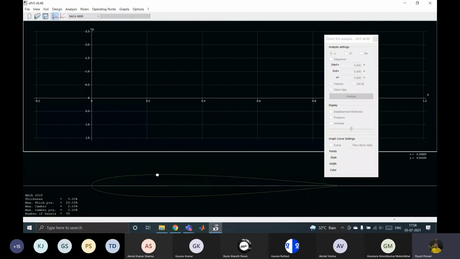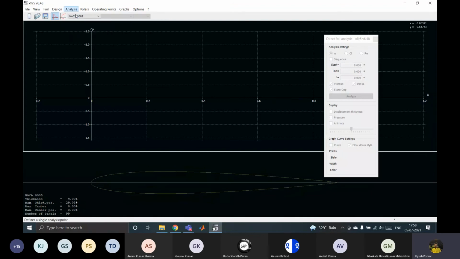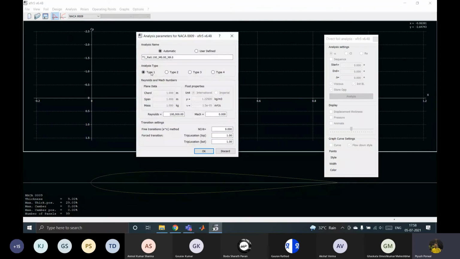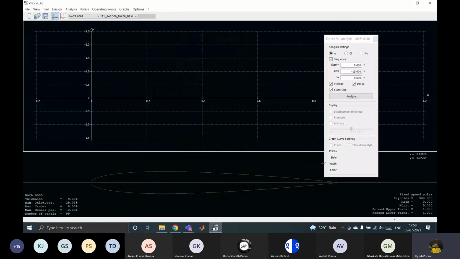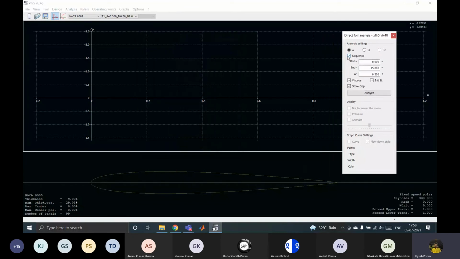So first we have to define an analysis from here. Type 1 and type 3 analysis is used for 2D airfoils, that is only airfoils, and type 2 and type 4 analysis will be used for the wing, when you analyze a proper wing. For an RC plane, the Reynolds number is around 300,000. Everything else remains the same. So when you define this analysis, you have the option here.